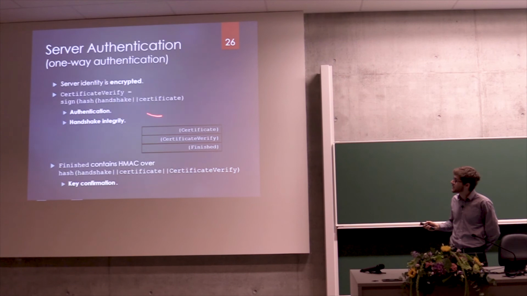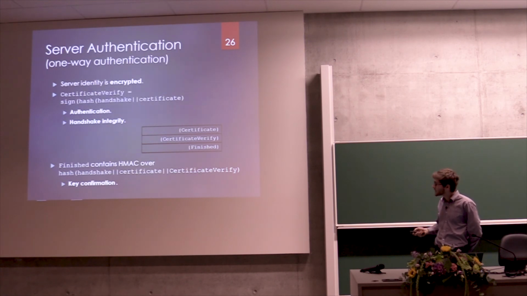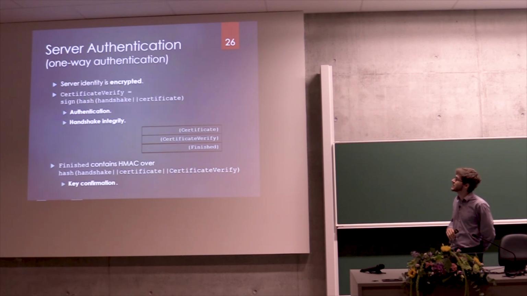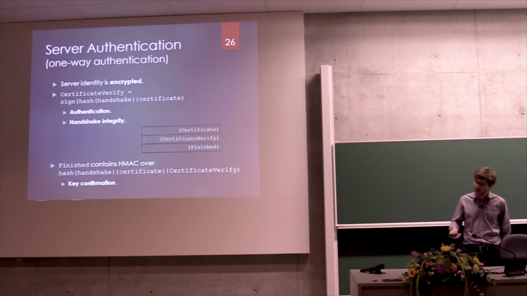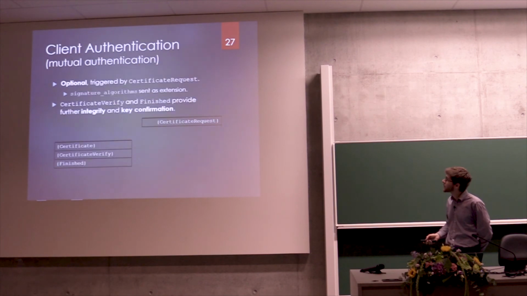So yeah, we have authentication and integrity. And they use HMAC to provide the finished message. And this provides what we call key confirmation, which is a more minor form of guarantee in authenticated key exchange. But this means that when the client receives this finished message, it knows that not only has it interacted with the server, but the server actually has derived the key. So he knows that someone out there has the same key, and he's good to go for the symmetric part.